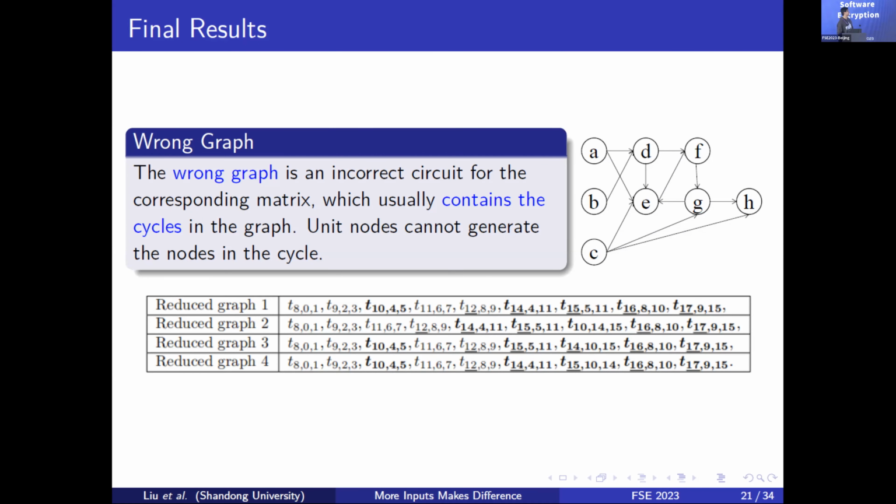The wrong graph is not a correct circuit for the corresponding matrix, which usually contains cycles in the graph. You can see the example on the right. In the figure, the node E, node F, and node G consist of a cycle. So it's wrong in hardware. We cannot use the figure to implement the linear layers in hardware.